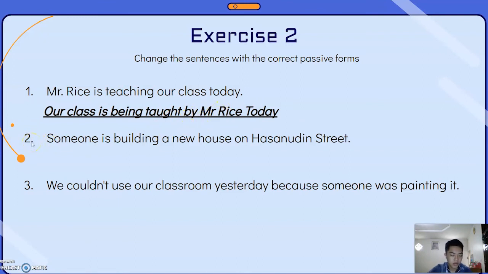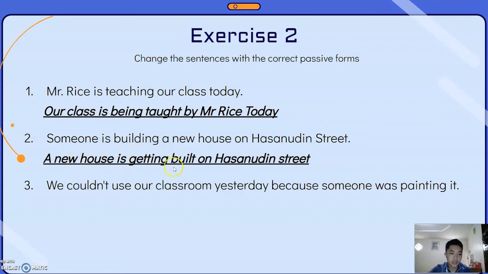Number 2 is someone is building a new house on Hasanuddin Street. The passive form is A new house is getting built on Hasanuddin Street. So here we change the verb from building to built, verb number 3.